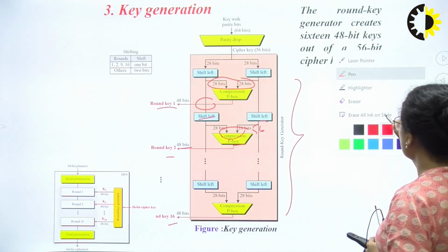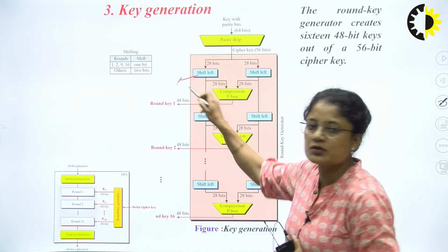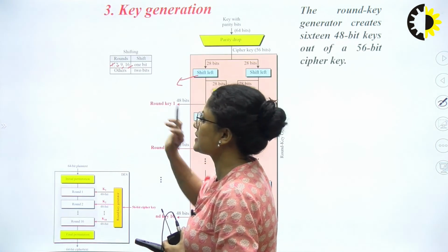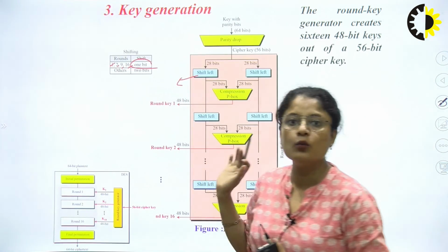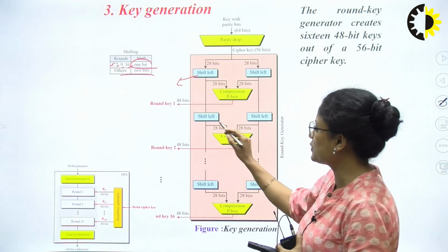Now the next point to be understood is the left shift. How many times will you left shift? That depends. In the first round, the second round, the 9th and the 16th round, we'll be left shifting it by 1 bit. And for all other rounds, you'll be left shifting it by 2 bits. That is what you need to remember.